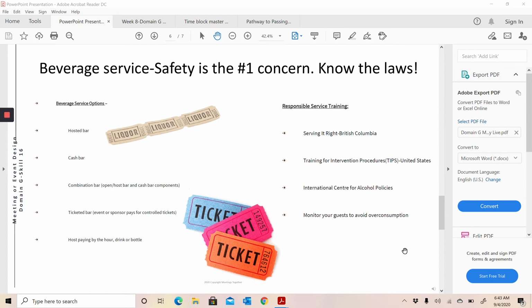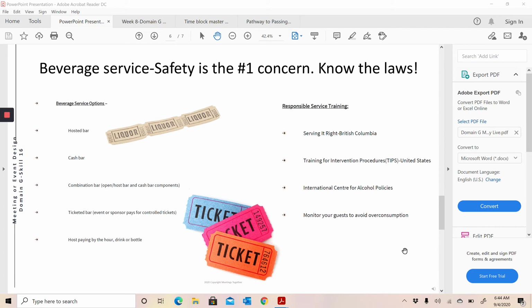So 18, you have to be 18 to drink there. So if your meeting is being held in Argentina, it would be okay for 18-year-olds to have beverages there in Argentina. So make sure you know the laws for where your meeting is being held.